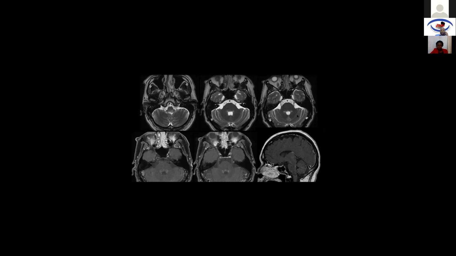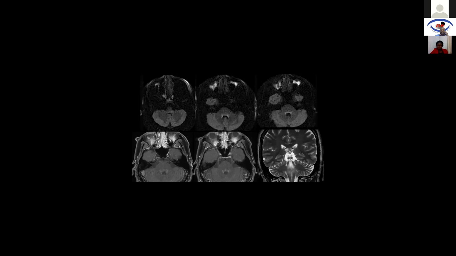And this is a collage of NMOSD showing you the area postrema involvement, the dorsal brainstem involvement. Again, the lesions enhance, and you can see very faint but very cloudy kind of enhancement. This is a patient who was proven to have NMO spectrum disorder, and these lesions also showed restricted diffusion on the DWI images.